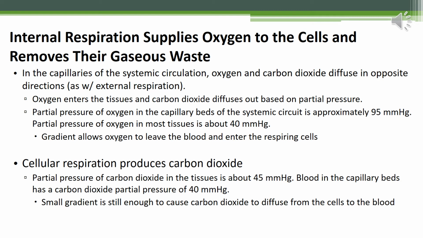So in external respiration, oxygen enters the tissues and carbon dioxide diffuses out based on partial pressure, so still high pressure to low pressure. The partial pressure of oxygen in the capillary beds of the systemic circuit is approximately 95 millimeters of mercury, whereas the partial pressure of oxygen in most tissues is about 40 millimeters of mercury. So it obviously diffuses into those tissues as it goes from high pressure to low pressure.